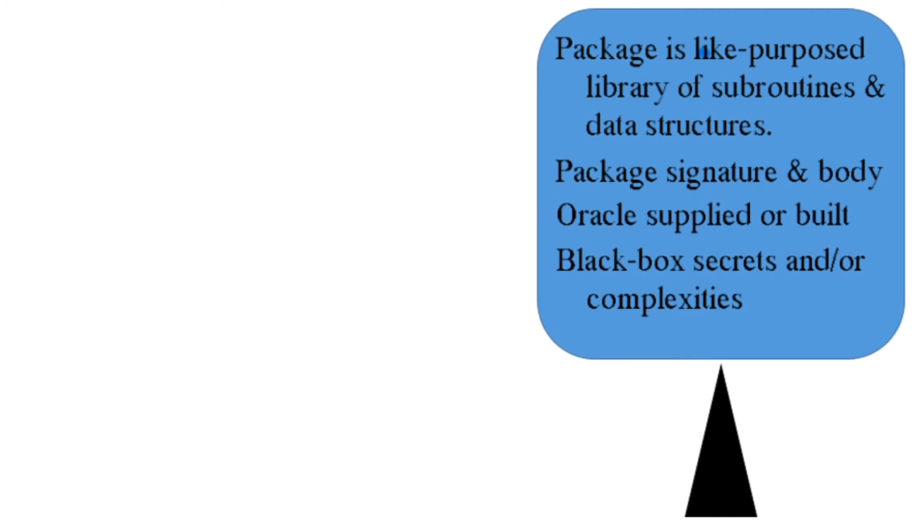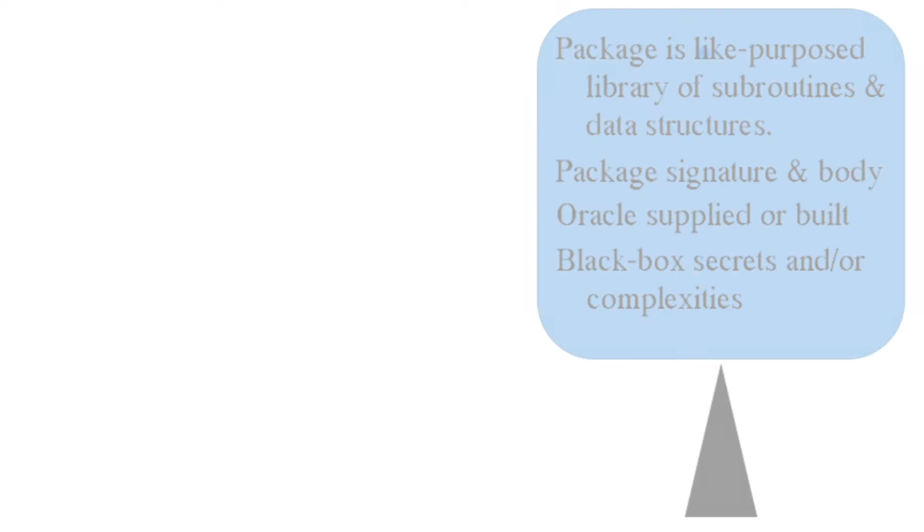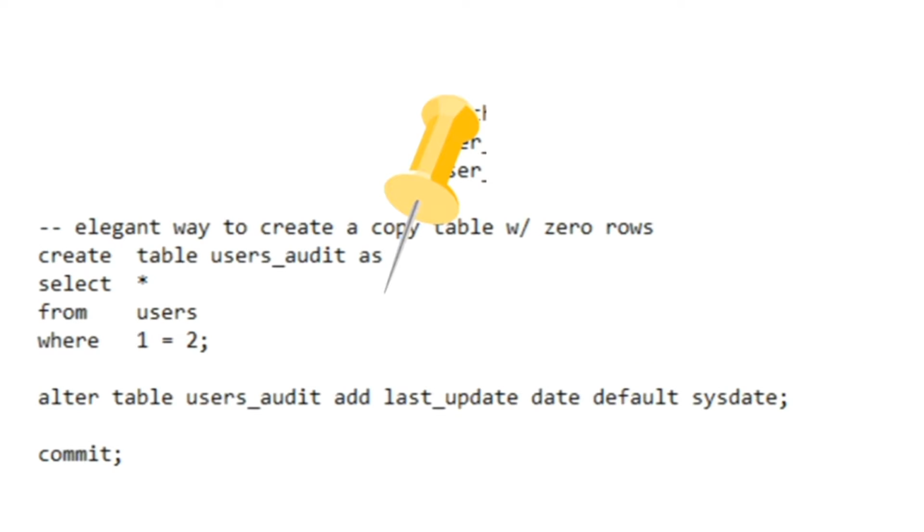By the time we got around to lectures 13 and 14 on packages, you guys had a pretty good understanding of flow control, user-defined types, and Oracle supplied routines. It was time to learn how to put all those pieces together to build libraries of like-purposed subroutines and then their associated data structures. You know where I'm going. I'm talking packages.